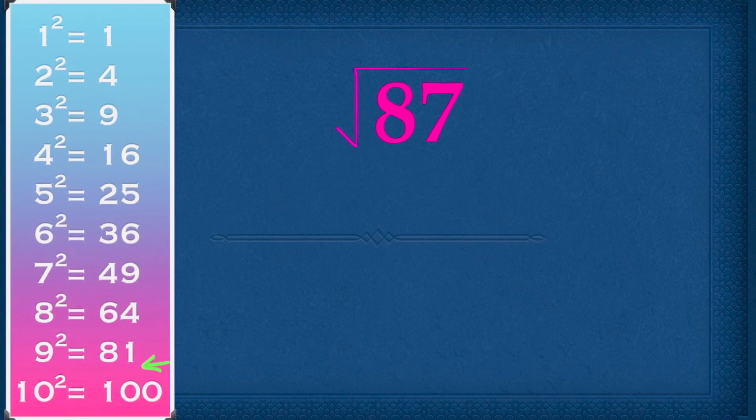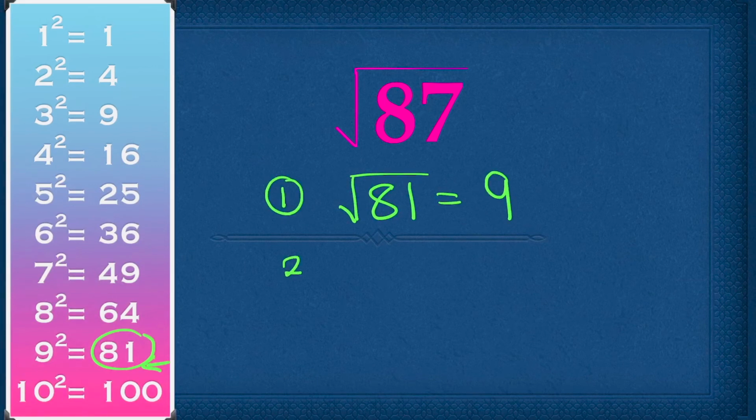Okay, so write the 81 down because it's the smaller number, and then find the square root of 81, which is obviously going to be 9. Okay, so that's our first step. Our second step is going to be taking away 81 from 87. So 87 minus 81 is going to be 6.